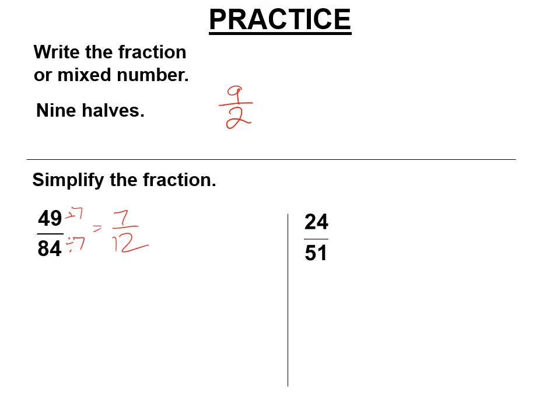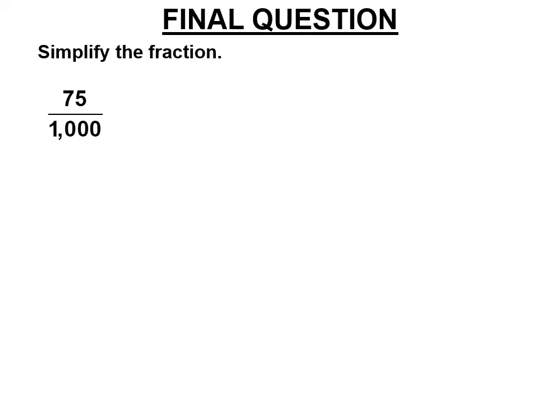Ooh, 24/51. Well, I don't know. Well, think about this. I just showed you a trick. 2 plus 4, 6. That's divisible by 3. 51 is divisible by 3. So 24 divided by 3 is 8. 51 divided by 3 is 17. Yeah, so this is 8/17. So knowing that little trick that 5 plus 1 is 6, so it's divisible by 3, was very helpful to simplify that particular fraction.